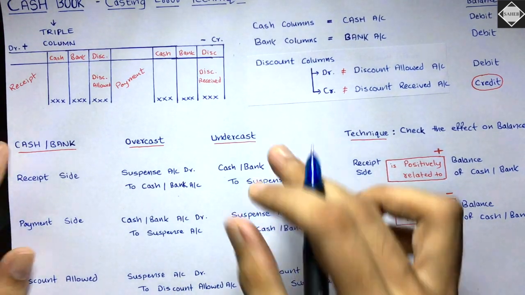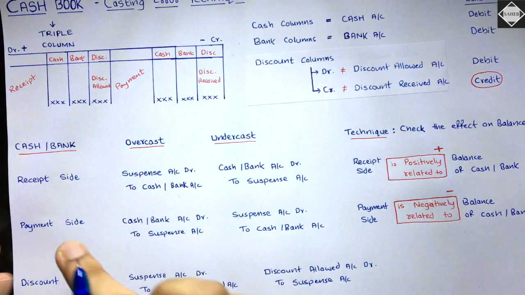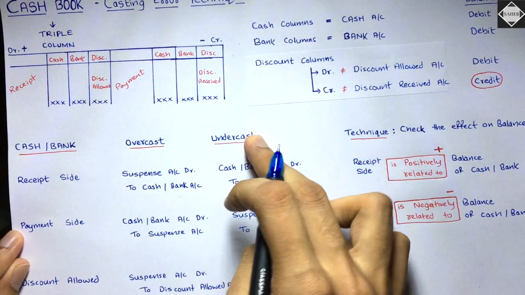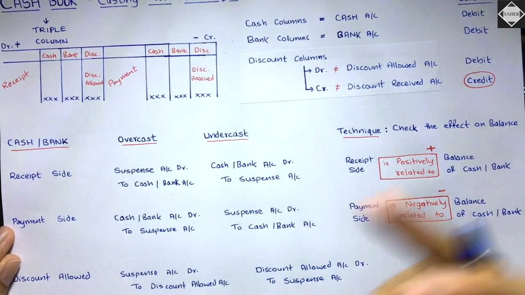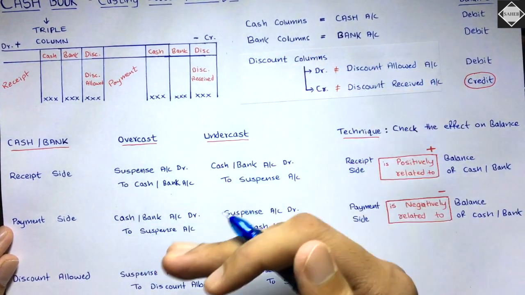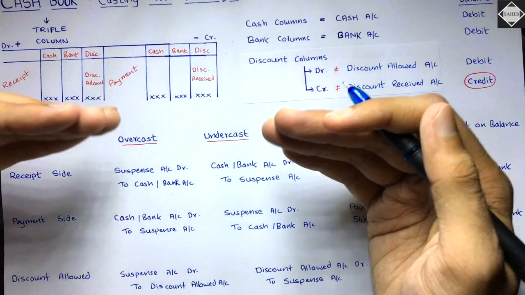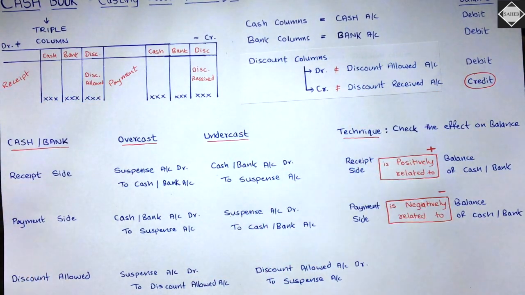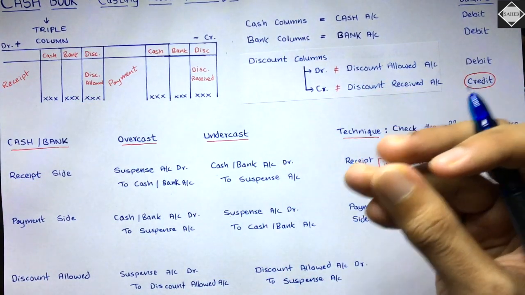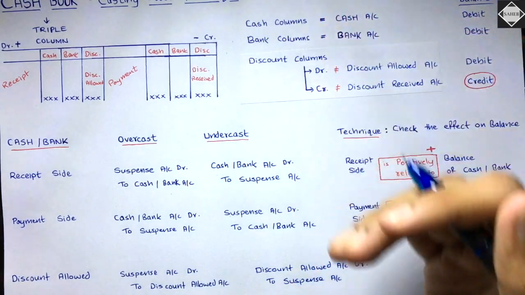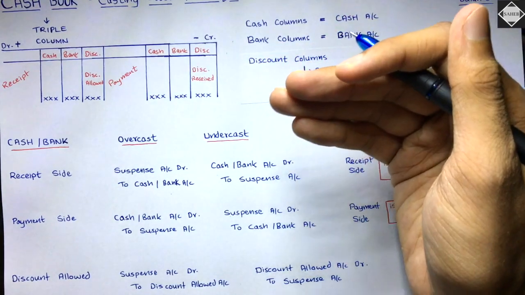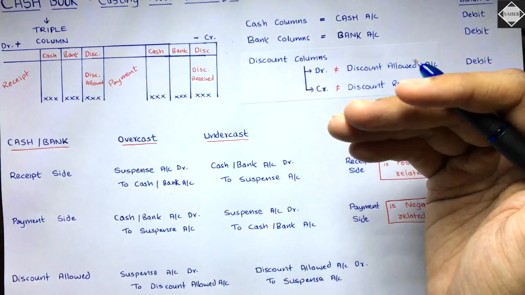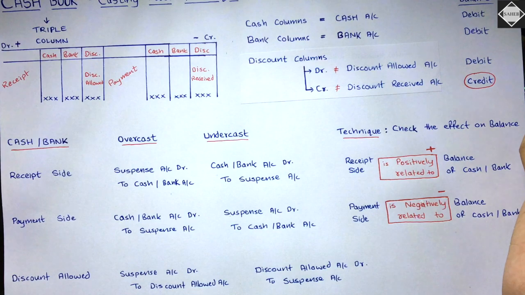Understood? In case of undercast, if they say in the question the payment side is undercast, immediately think the effect on the balance. Check the effect on the balance. It's opposite. If payment side is undercast, if you've recorded payments less than what they actually are, then what will be the effect on the balance? Balance will be overcast. Balance will be more. So common sense is you have to reduce it.